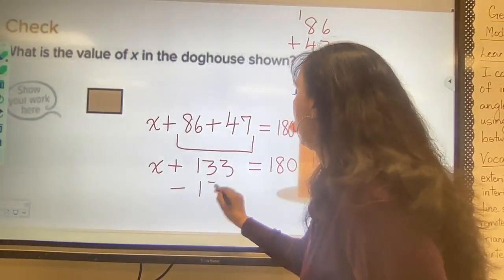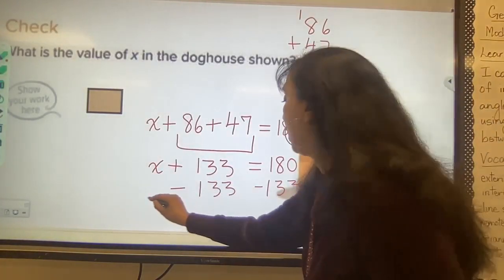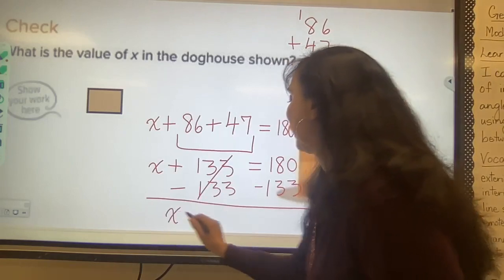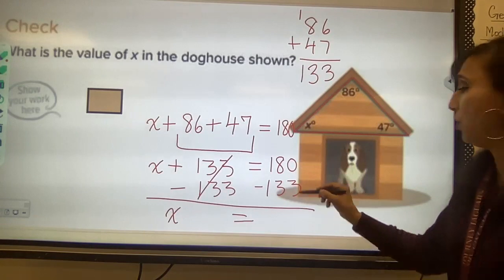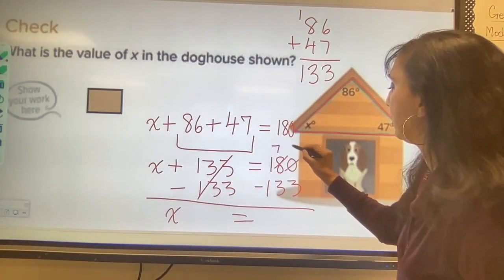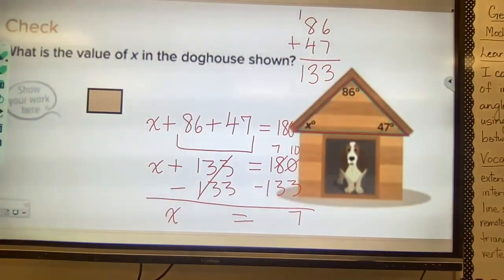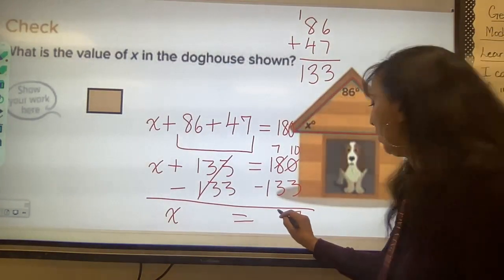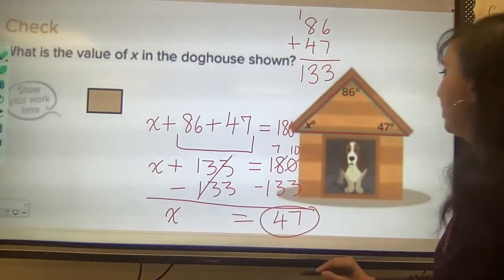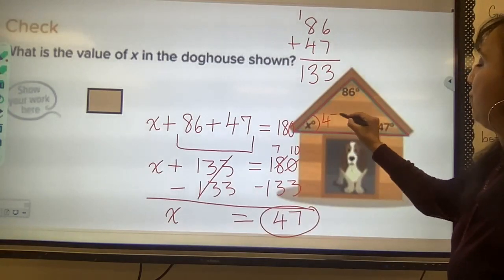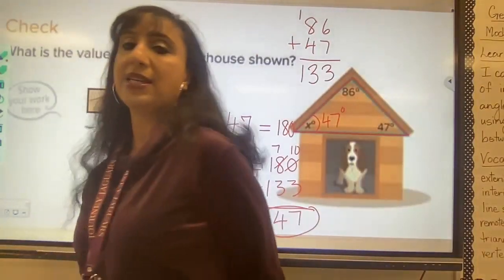So minus 133, minus 133. Okay, and so therefore x is equal to... can I take away 3 from 0? No, so I'm going to have to borrow. This becomes a 7 and this becomes a 10. What is 10 minus 3? That is 7. And what is 7 minus 3? That gives me 4, and 1 minus 1 is 0. So x is equal to 47 degrees. This is equal to 47 degrees. All right, so that's how we calculate the third part.